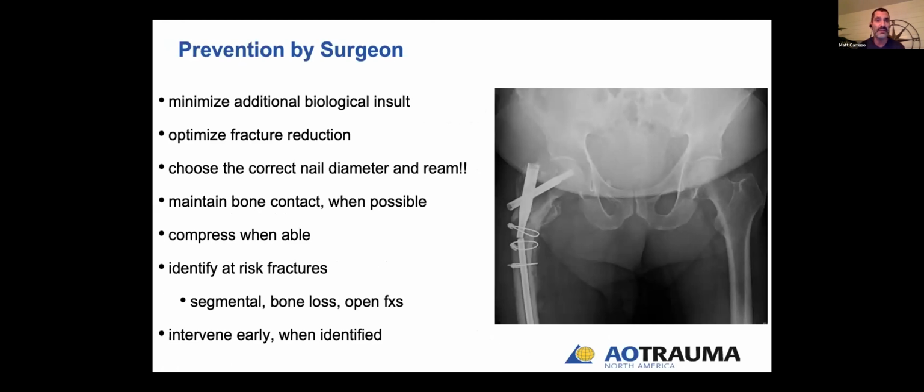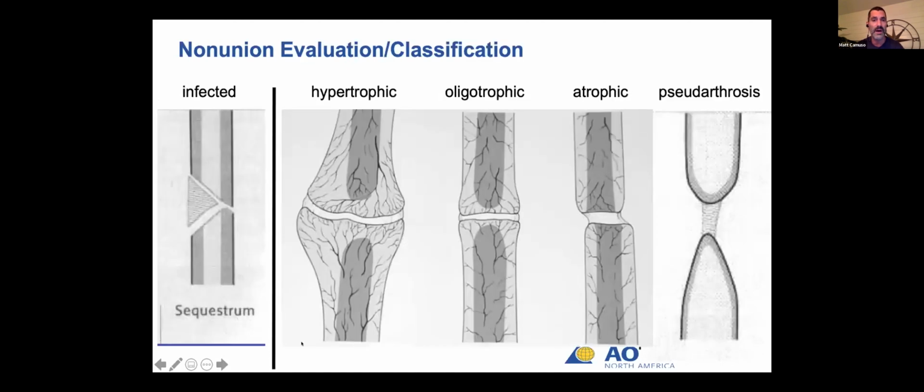So, minimizing the additional biological insult. You see in this image here, 3 cerclage wires fairly closely positioned together. I don't have great disdain for cerclage wires when they're used ideally with minimal soft tissue stripping, but when you clump them together and strangle the bone, you can sort of understand how the biology may not be optimal here. Optimal fracture reduction and alignment, choosing the correct nail diameter, maintaining bone contact and compressing the bone when able, and certainly identifying risk factors and communicating those issues to your patient early on and intervening early on when necessary, are all ideally performed by the surgeon preoperatively.